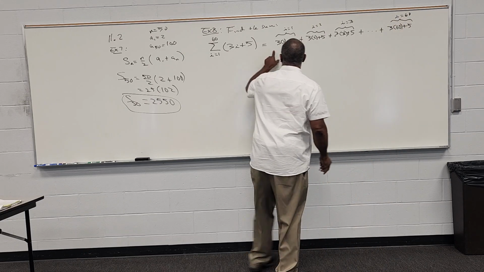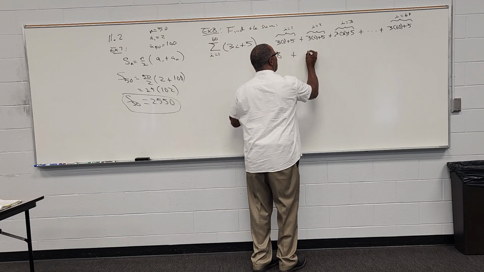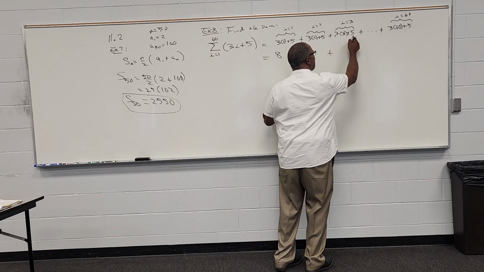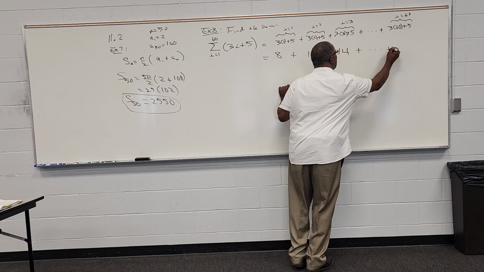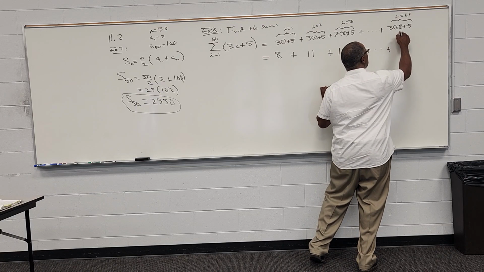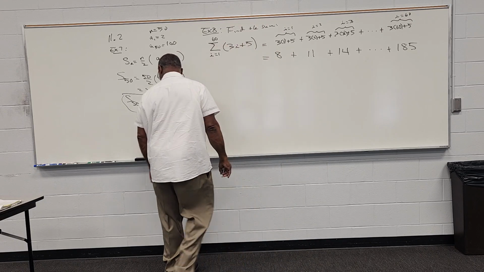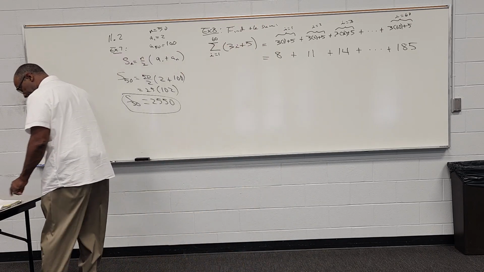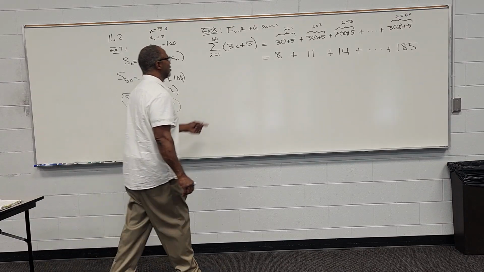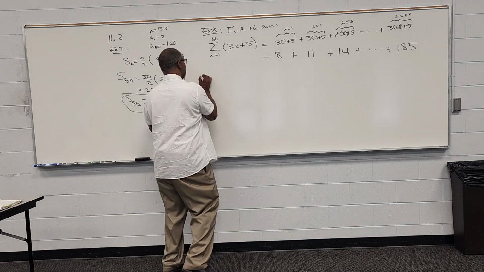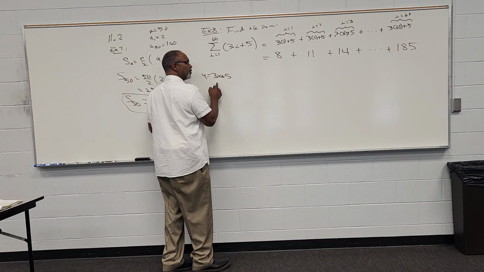Okay? So 3 plus 5 is 8. 6 plus 5 is 11. 9 plus 5 is 14. Dot, dot, dot. And that 60th term, 3 times 60 is 180 plus 5 is 185. Now, we knew that 3i plus 5 was linear in the variable i, so you could think about this function as y equals 3x plus 5. That's a linear function, right?